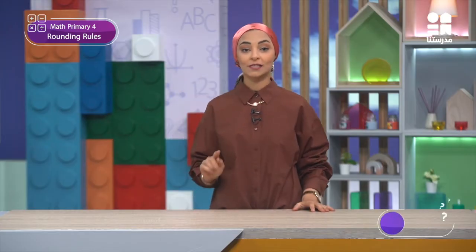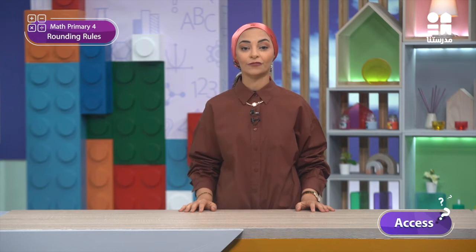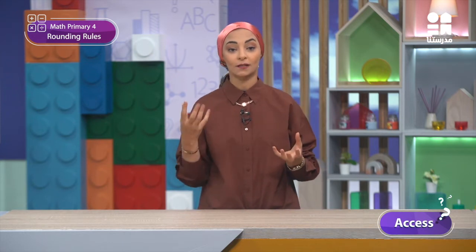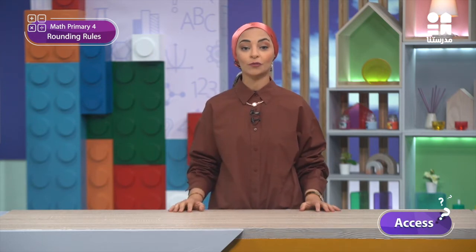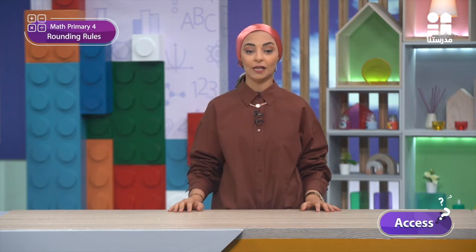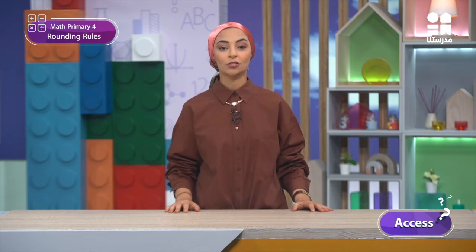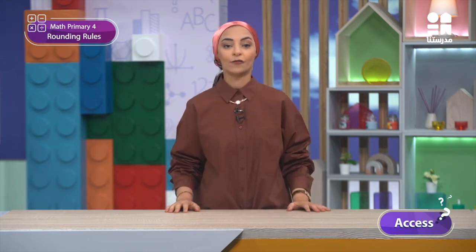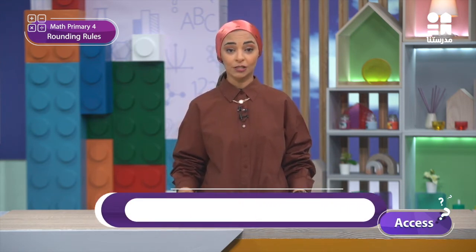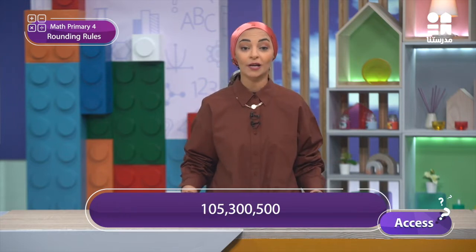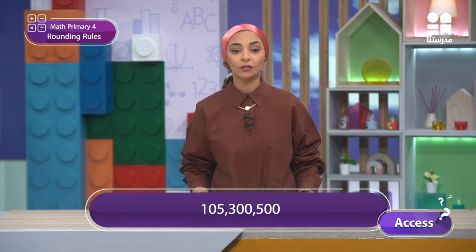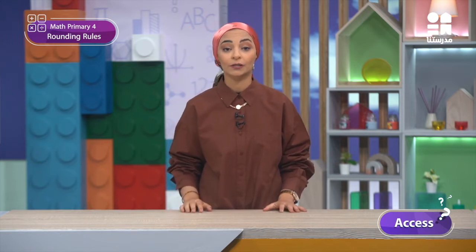Let's start with an example to explore the difference between estimation and rounding, through an example about the population of Egypt, which changes almost every second. If we use the front-end estimation strategy with this number, can you read this number? Yes, it is 105,300,500.